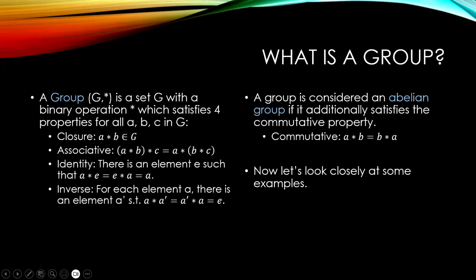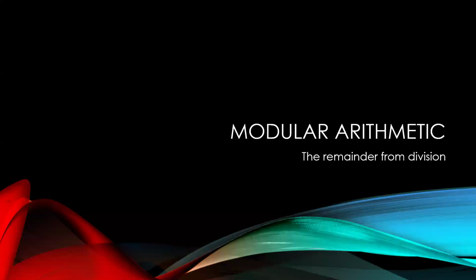Usually this is going to be a 0 or a 1, but not always. And inverses: for every element A, there must be an element A prime, such that A star A prime is equal to A prime star A is equal to E. Usually, if we're thinking addition, this is going to be a negative value. If we're dealing with multiplication, it's going to be a fraction. A group is considered an abelian group if it additionally satisfies the commutative property: A star B equals B star A. And so with these definitions, let's start looking at some examples.